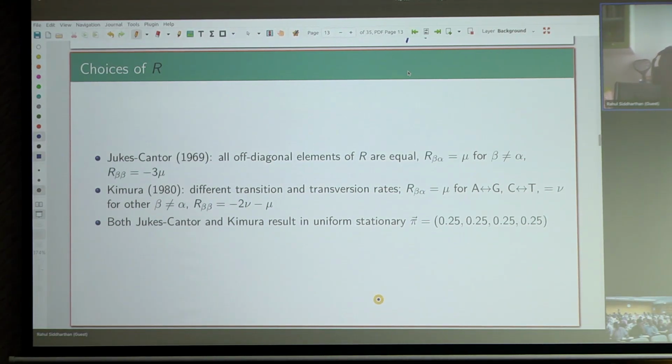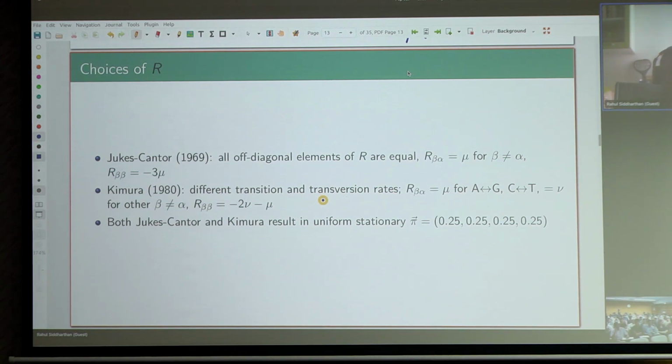R, there are various choices historically going back to 1969, which is the simplest choice possible. All mutation rates are equal, and the diagonal ones have to be such that the columns sum to 0, so it is this. This was regarded as unrealistic, and this is for neutral evolution, basically. It was regarded as unrealistic because we actually know that transitions, which is A to G or G to A or C to T or T to C, actually happen much more commonly for biochemistry reasons.